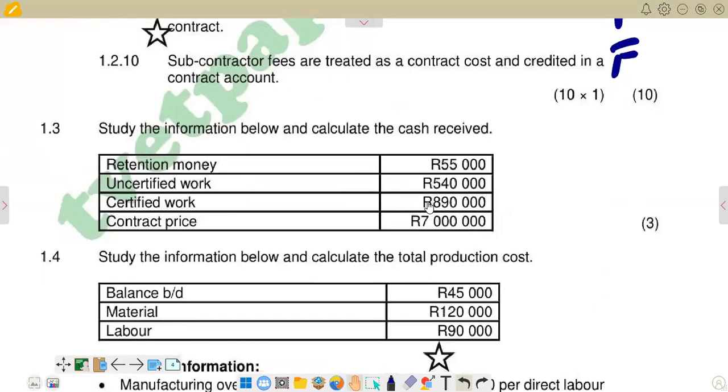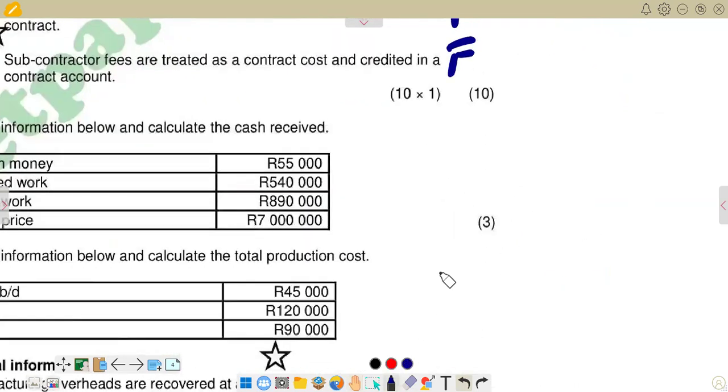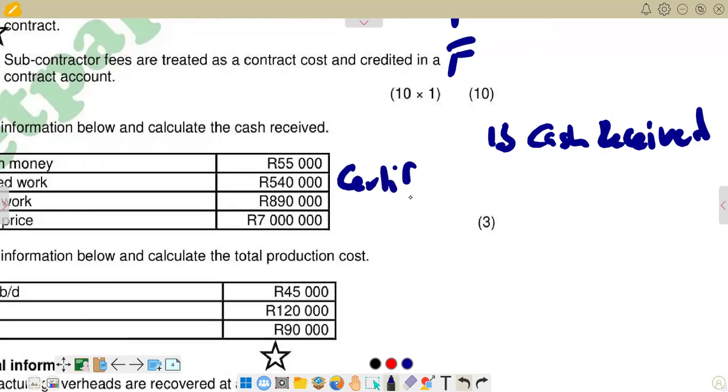So on that one, which is 1.3, the cash received, the formula for finding the cash received. So cash received is the one that is being asked. So the formula that we are going to use there is the certified work, and then we subtract our retention money.